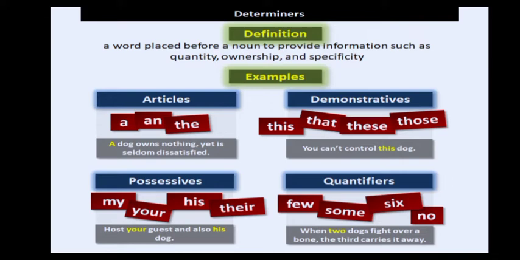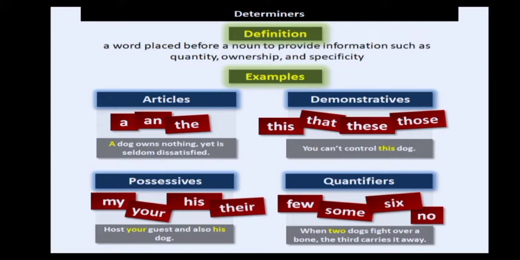Now see, the best way to identify whether a given word in a sentence is a determiner is by the quantity, by how many things there are, or by whose it is. Two basic elements: the first is quantity and the second is whose. So firstly, we'll look at quantity.